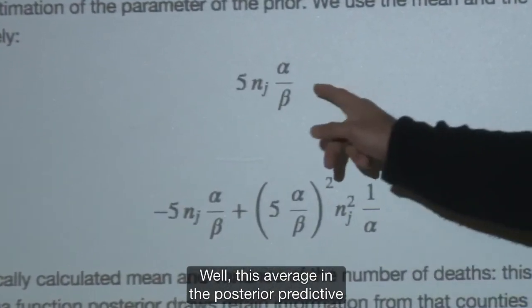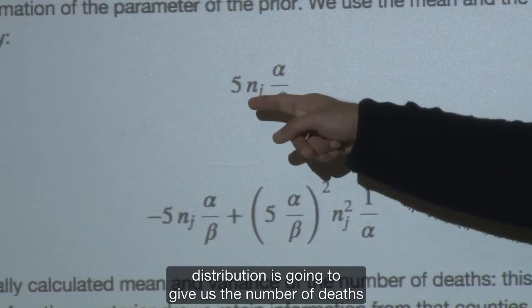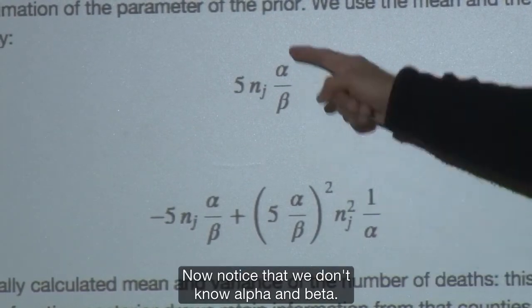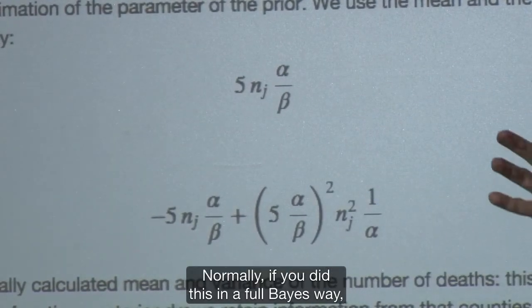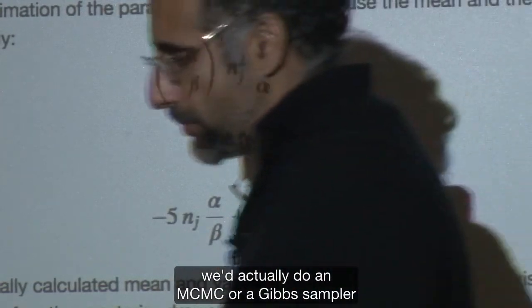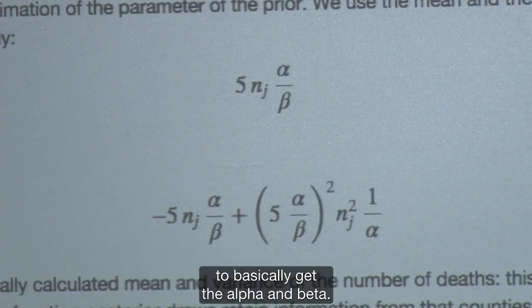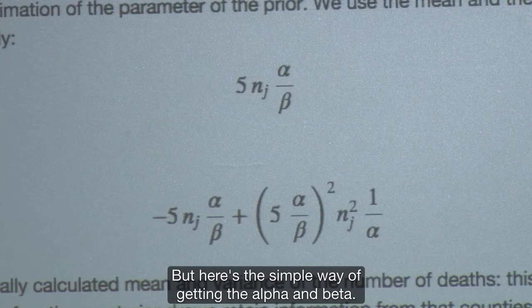Well, this average in the posterior predictive distribution is going to give us the number of deaths in that particular county. Now notice that we don't know alpha and beta. This was the whole idea. And normally if you did this in a full Bayes way, we'd actually do an MCMC or a Gibbs sampler to basically get the alpha and beta. But here's the simple way of getting the alpha and beta.